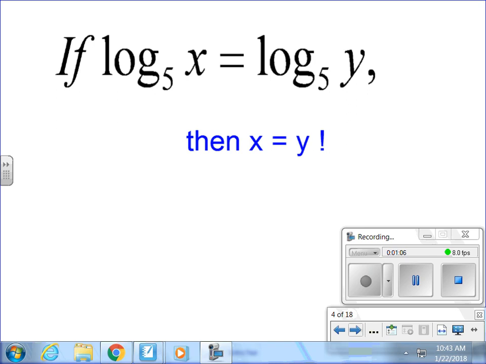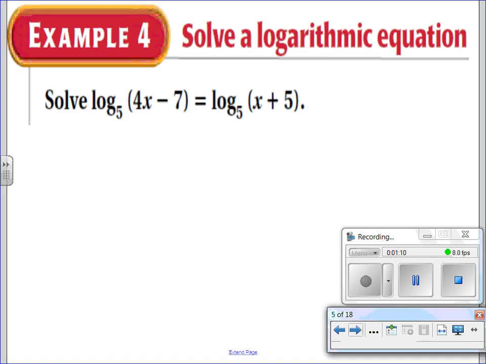So let's look at our first example. So we've got log base 5 of 4x minus 7, and then we have log base 5 again of x plus 5. So raise your hand if you know what we can conclude. Lexi? Right. Basically that this pink stuff equals this pink stuff.